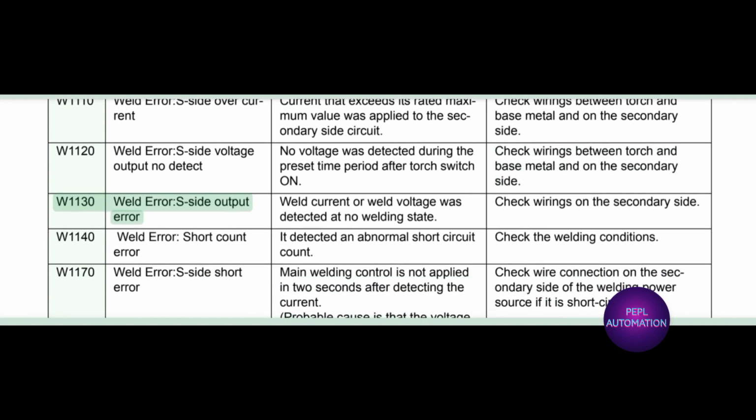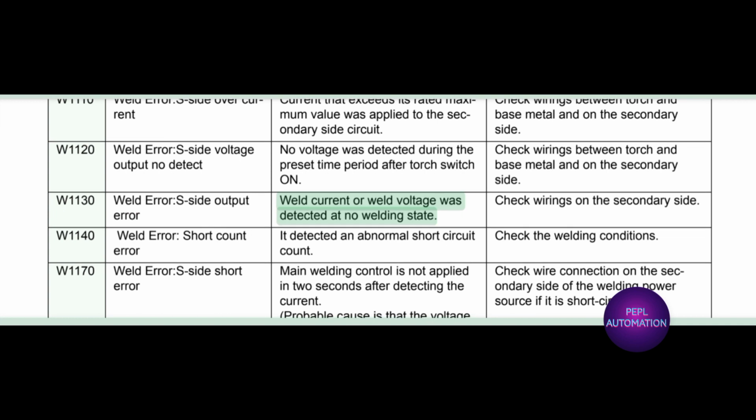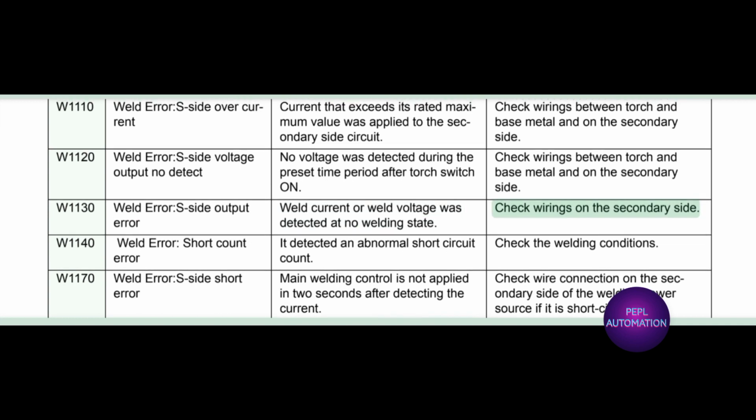W1130 weld error. S-side output error. Weld current or weld voltage was detected at no welding state. Check wirings on the secondary side.